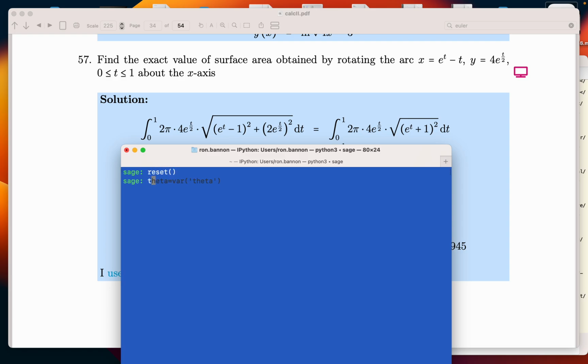I would define a variable t. T is a variable. I would define two functions, x as a function of t, and what's that going to be? I'm just kind of reading it. It's e to the power t minus t, relatively simple. What's the other one going to do? y is a function of t, and what's that function going to be? It's going to be 4 times e to the power t divided by 2.